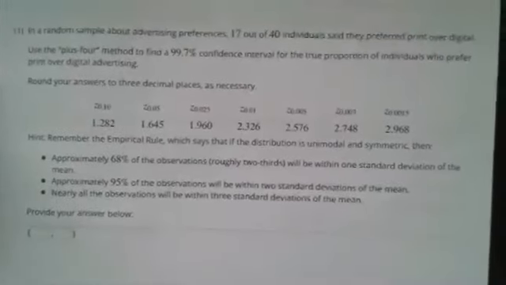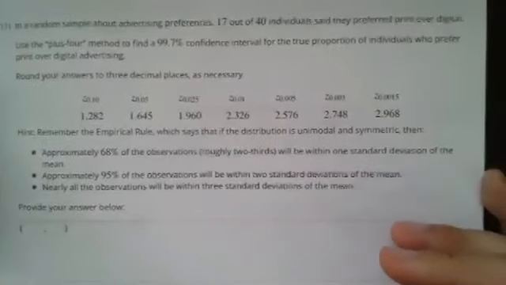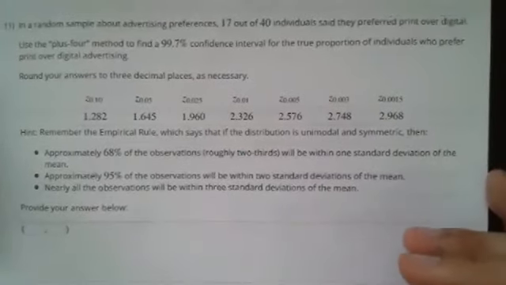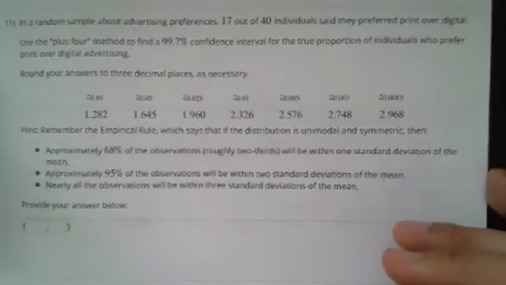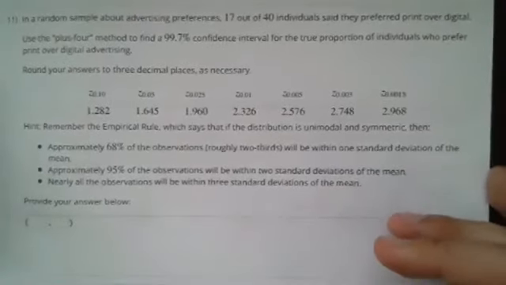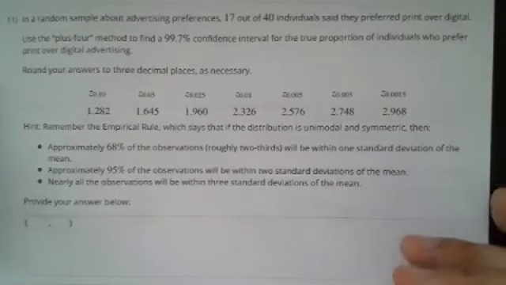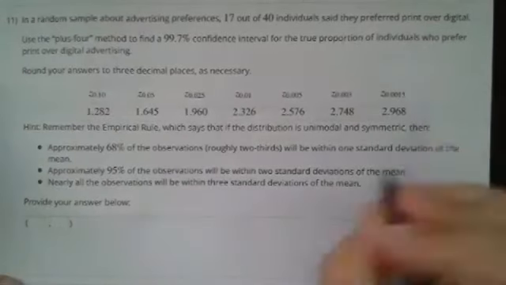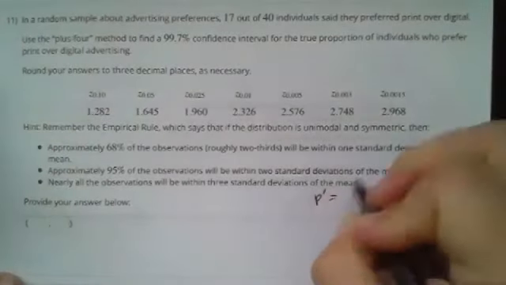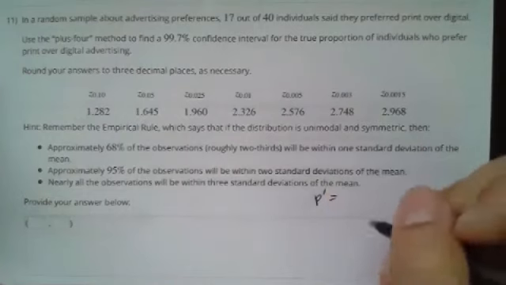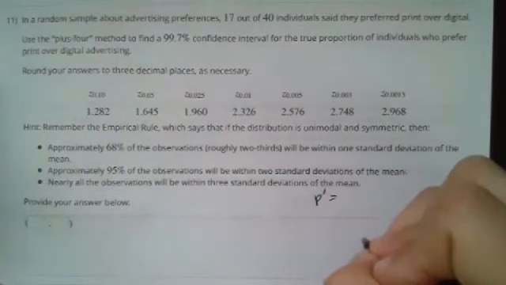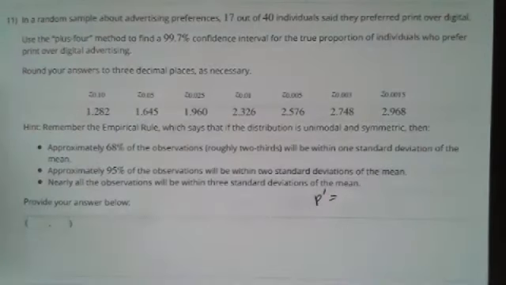Okay, so in a random sample about advertising preferences, 17 out of 40 individuals say they prefer print over digital. Use the +4 method to find a 99.7 confidence interval. Remember, +4 means we create 4 more trials where 2 are successes and 2 are failures.